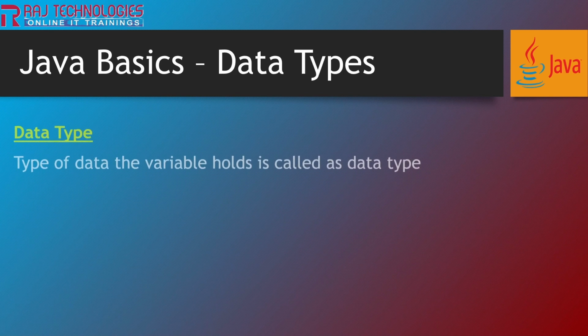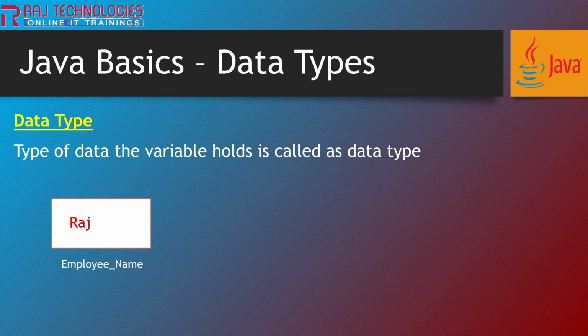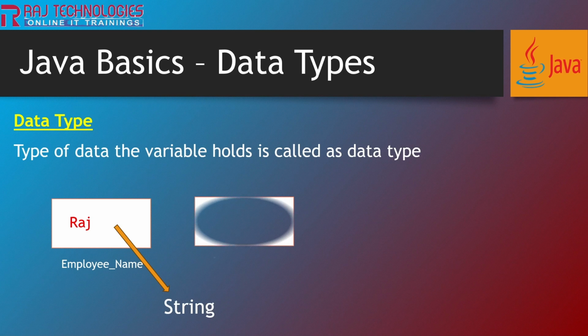So what is a data type? The type of data the variable holds is called a data type. For example, if you are allocating memory for employee name, in employee name we are storing a value like Raj. A collection of characters, a collection of alphabets, we call it string data type. If we take one more example like employee age, we are storing a value like 28.